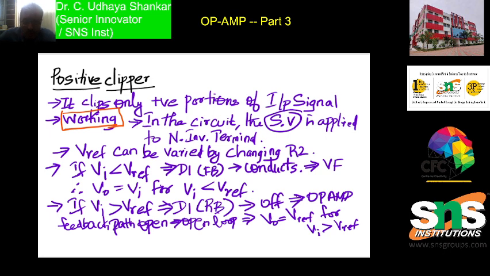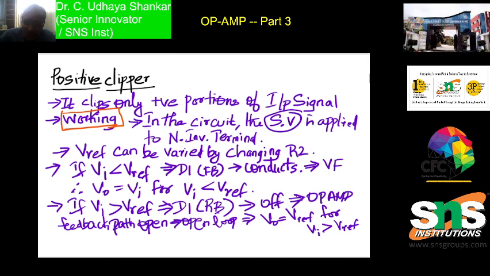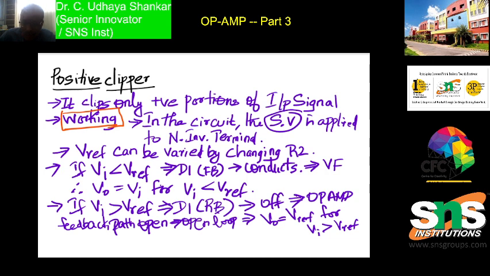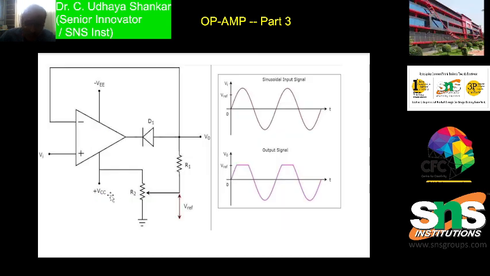So let's now look into positive clipper. As I've already told, it clips only the positive portions of the input cycle. So how does it work? Let's have a look at the circuit diagram. You can see this is the circuit diagram of a positive clipper.